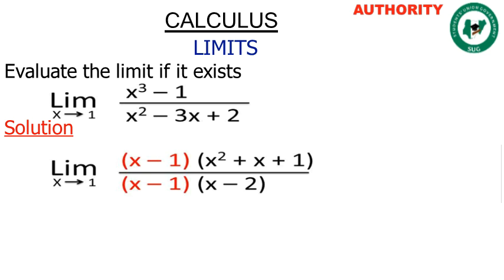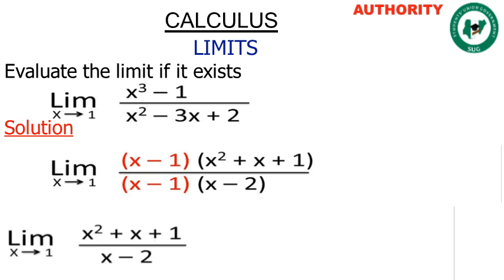Now we are saying that we have x minus 1 in the numerator and at the same time we have x minus 1 in the denominator, so they can cancel each other. So after that we're going to have the limit as x approaches 1, (x squared plus x plus 1) all over (x minus 2). Exactly. Now let's insert 1 wherever we see x.